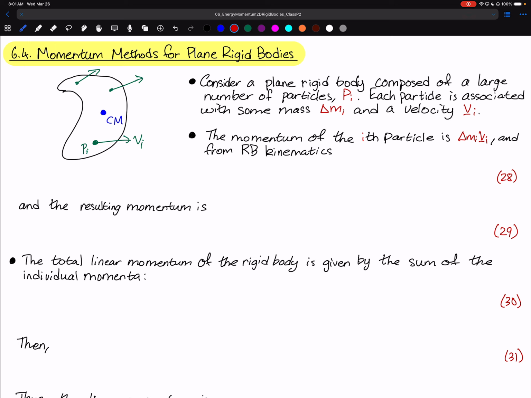From here, we're going to compute the momentum of the ith particle, which is simply just delta mi times vi, the mass of that particle times the velocity. And then from rigid kinematics, we can express that velocity vi with respect to the center of mass as the velocity vcm for center of mass plus the angular velocity of the rigid body crossed with the vector ri, where ri is the vector from the center of mass to that particle pi.